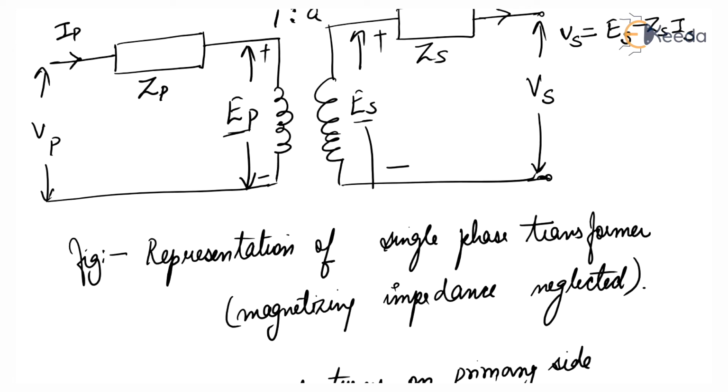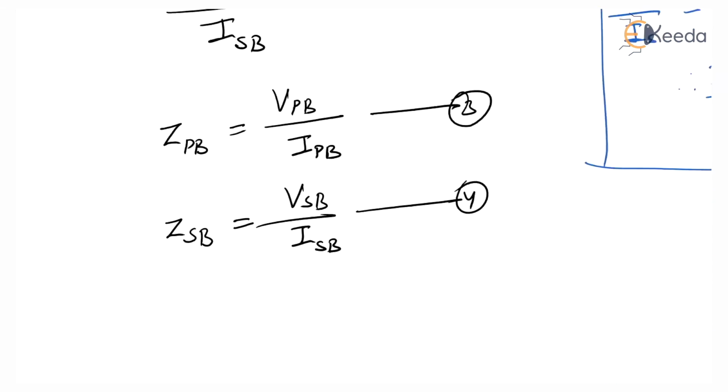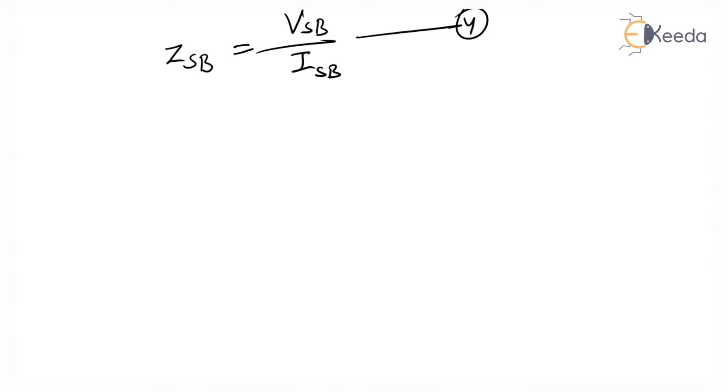And now on the primary side, we can write EP, this is plus to minus, so minus EP, then minus to plus, this is plus and this is minus. Applying KVL on the primary side, minus to plus means plus VP, and then plus to minus is minus ZP IP. Or we can write EP is equal to VP minus ZP IP. These are equation numbers 5 and 6. I'm writing these equations here.